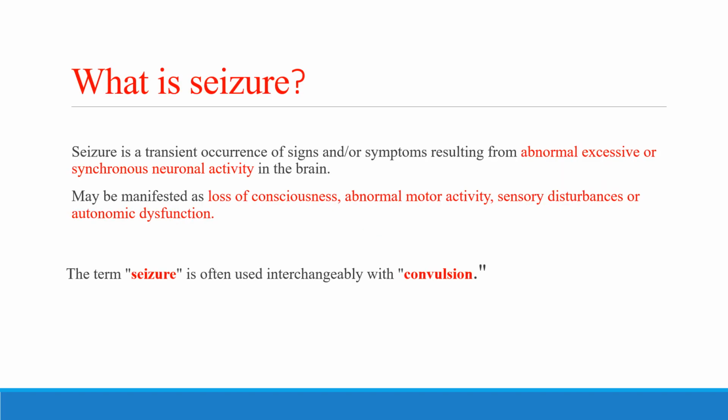First of all, what is the definition of seizure? Seizure is a transient occurrence of signs and/or symptoms resulting from abnormal, excessive, or synchronous neuronal activity in the brain. It may be manifested as loss of consciousness, abnormal motor activity, sensory disturbances, or autonomic dysfunction. The term seizure is often used interchangeably with convulsions.